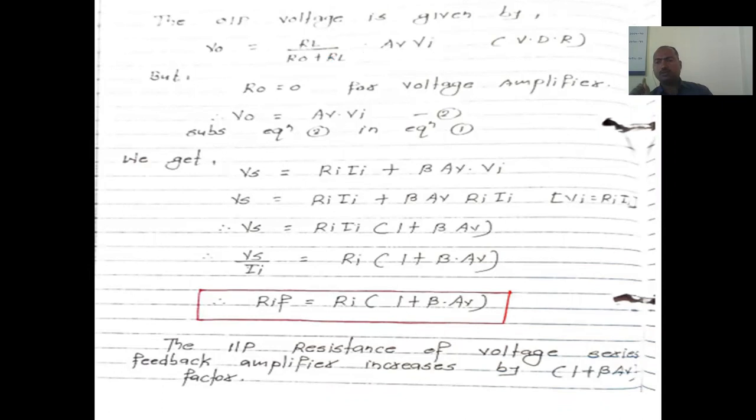Now we know that in an amplifier network, one important thing is that the output resistance coming across this configuration is near about 0, or it is 0. So R0 is 0. Then RL divided by 0 plus RL is RL divided by RL, so its value is 1. So the only term remaining is AV into Vi. So V0 is equal to AV into Vi.